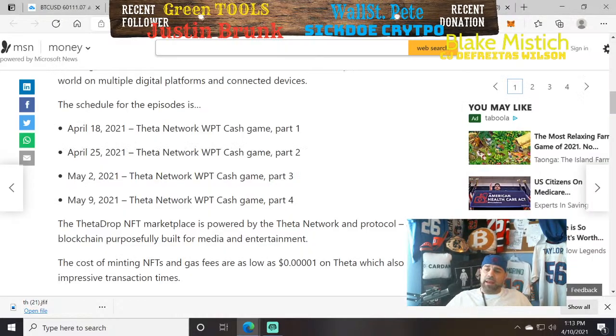Theta, you need to buy it. These are the events that's going on. So I just bought 100. I need to put like $2,000, $5,000, something in there.